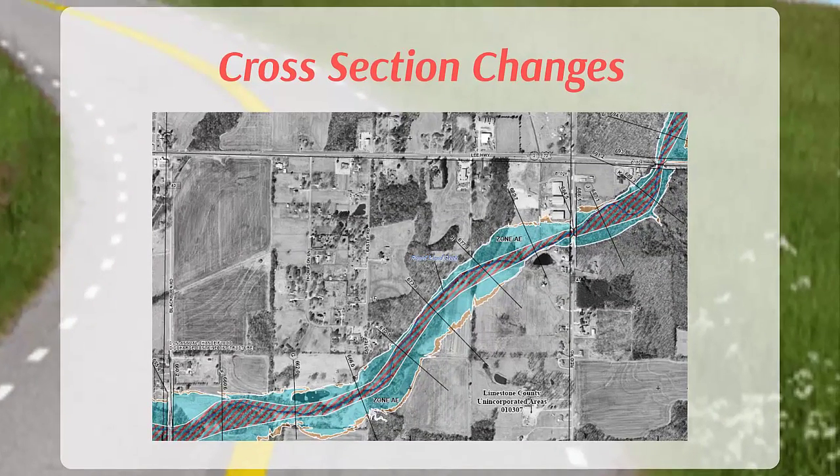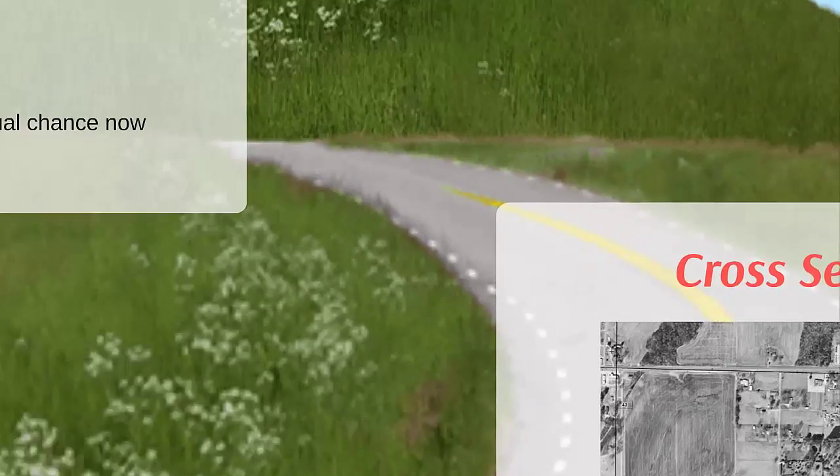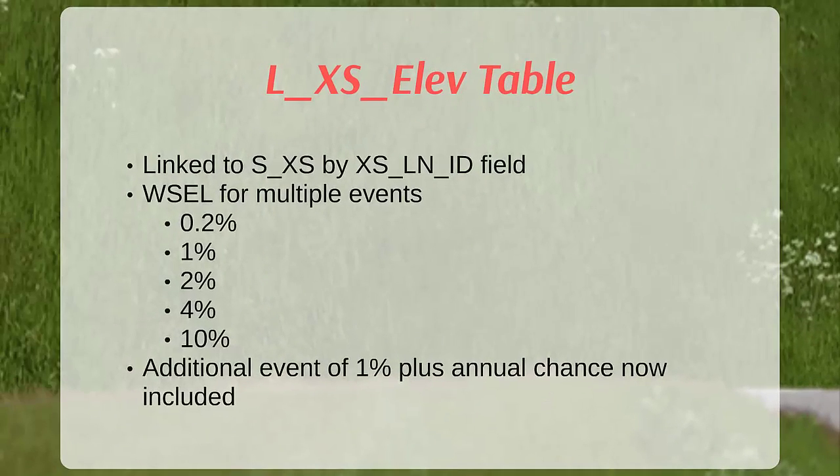The cross-section feature class has also undergone some changes. Under the new guidelines, all cross-sections are shown on the FIRMs, whether they are lettered or not lettered, and they are all labeled with the 1% annual chance flood elevation. This eliminates the need to show base flood elevations, or BFEs, on the FIRMs, which reduces clutter. The cross-sections are also related to the cross-section elevation table by cross-section ID.